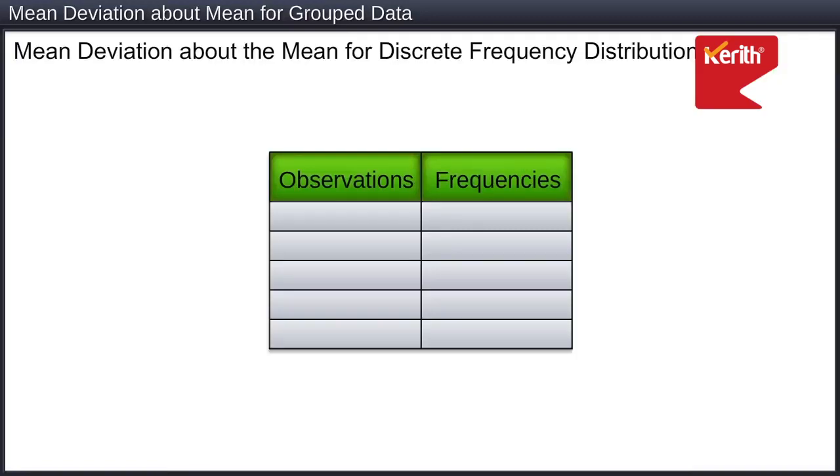Let's begin with finding the mean deviation about the mean for discrete frequency distribution. Let x1, x2, x3, and so on, up to xn, be the n observations with frequencies f1, f2, f3, and so on, up to fn respectively.